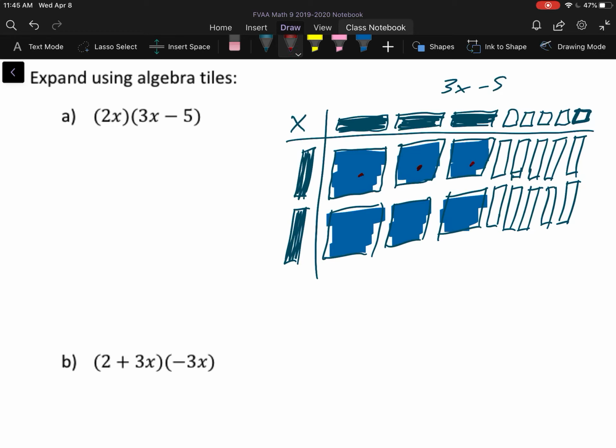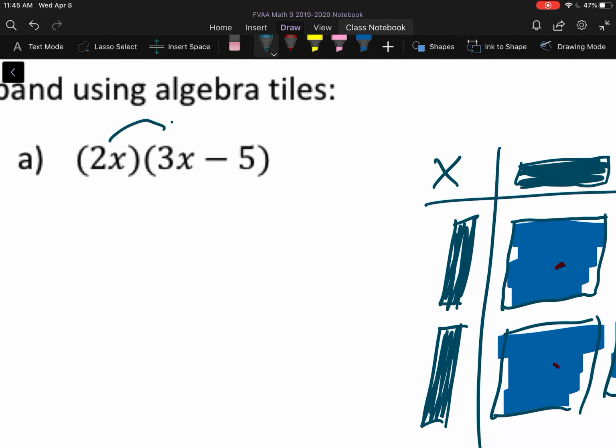I have 1, 2, 3, 4, 5, 6 positive x squared tiles, 6x squared. And then I have 1, 2, 3, 4, 5, 6, 7, 8, 9, 10 negative tiles. So negative 10x. I have 10 negative x tiles. All right, which is exactly what I would get using algebra, right? 2x times 3x. 2 times 3 is 6. x times x is x squared. 2x times negative 5 is negative 10. And then x right there.